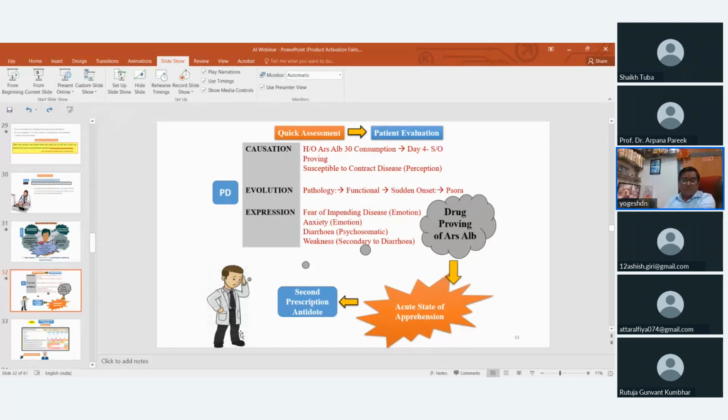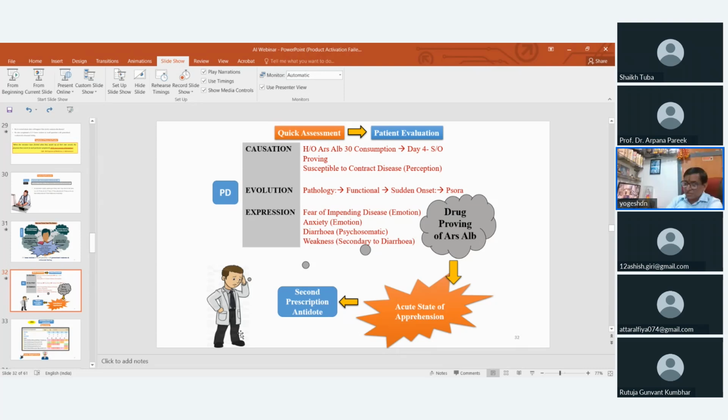So if you try to understand the evolution of the pathology, which started with functional having sudden onset, the expressions that are there are of fear of impending diseases, the emotion part, anxiety, again emotion part, the psychosomatic effect, diarrhea, and the weakness that is secondary to diarrhea. So I thought that this person had gone into drug proving of Arsal, which has produced an acute state of apprehension. So there is a need to go for a second prescription, that is antidote.